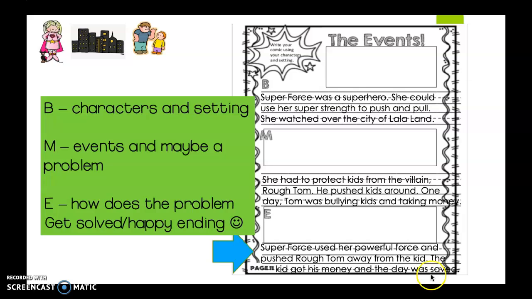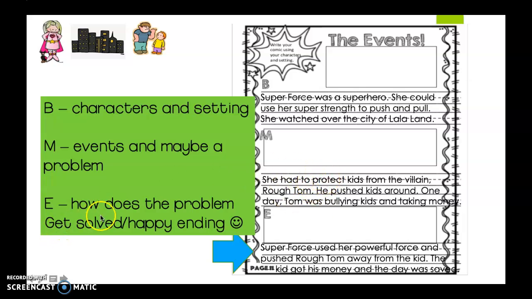Remember, in the beginning, you always want to introduce your character and your setting. You're not going to say, the character is Superforce and the setting is in the city. You're going to do it in a nice sentence to introduce your story. In the middle, you're going to tell me events and maybe a problem of some kind. Since you guys are writing superhero stories with a villain, you're going to have some kind of a problem that your superhero has to come and save the world from. So that's going to go here in the middle.